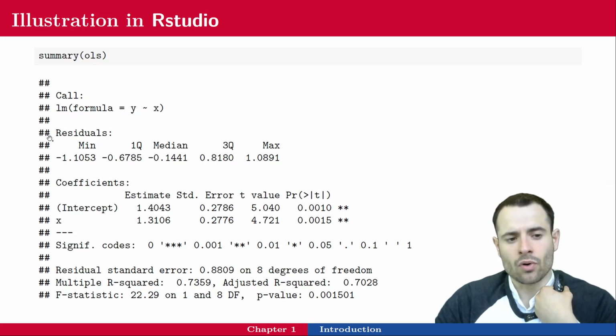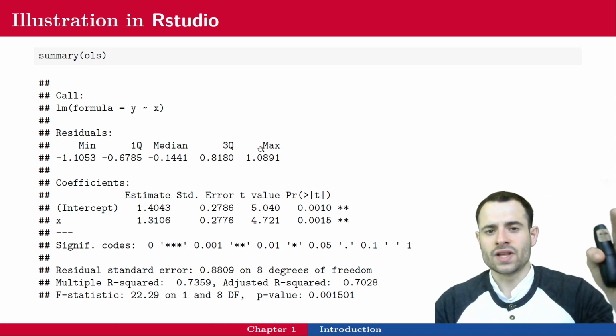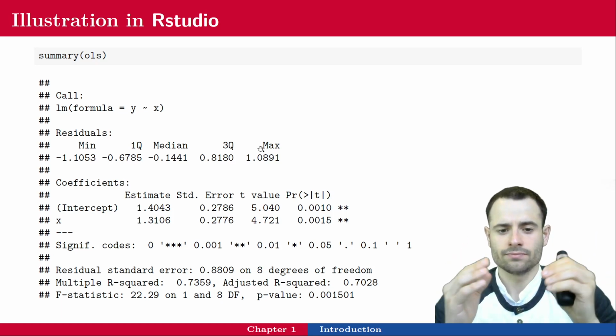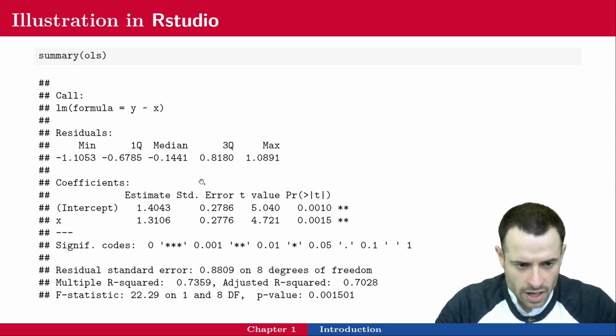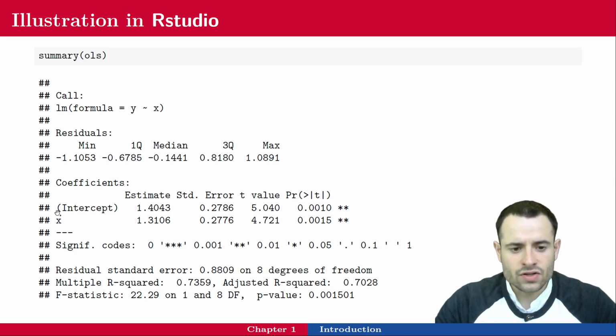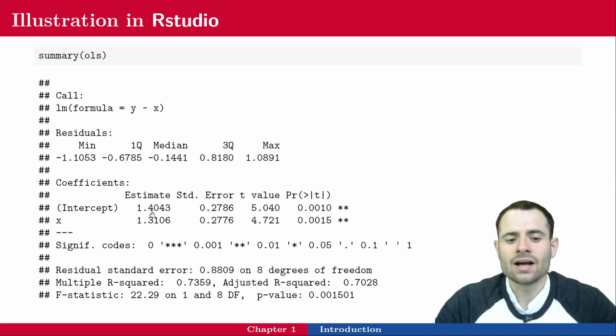Then it's going to report quantiles on the residuals. The residuals, remember, are the difference between the data and the predictions. But what we are interested in are the coefficients. The intercept is estimated at 1.40. This is beta 0 hat. And the estimate on x is equal to 1.3.